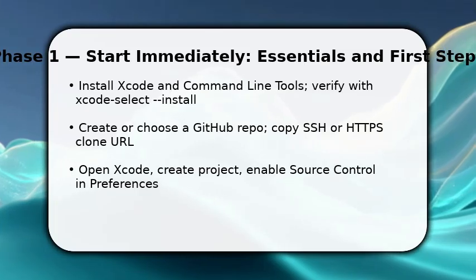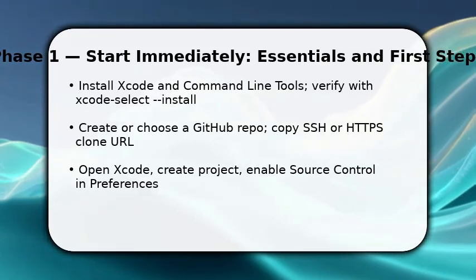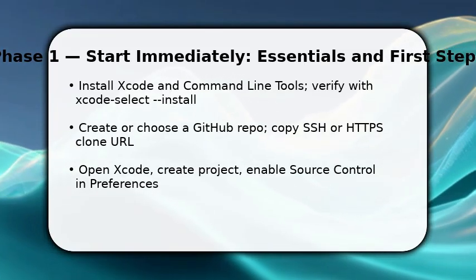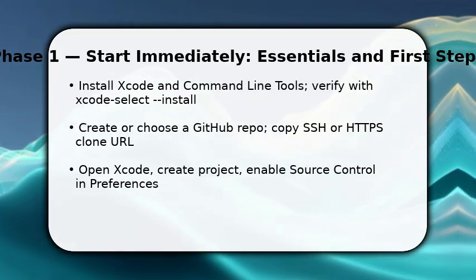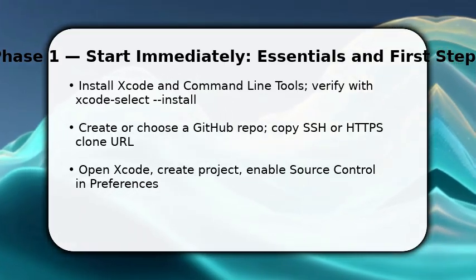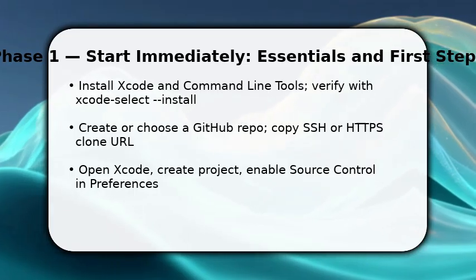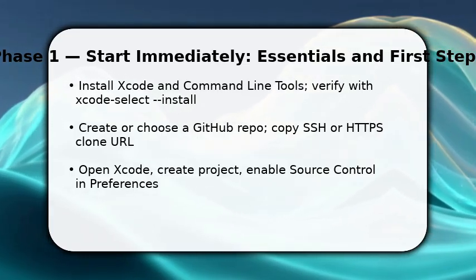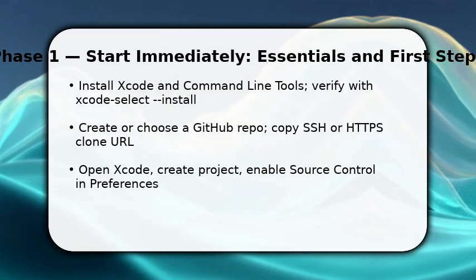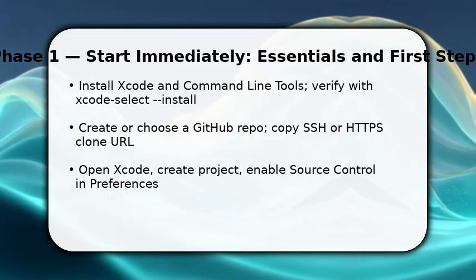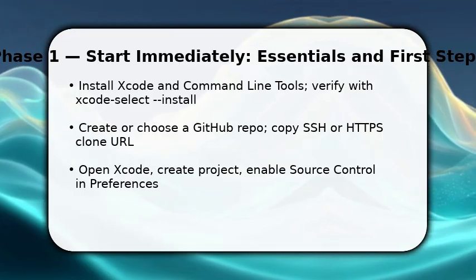Enjoy the video. You start by linking Xcode to an existing GitHub repository so you can track code immediately. First, make sure Xcode and the command line tools are installed. They provide Git and signing. Once done, create or pick the GitHub repo and copy its clone URL, SSH for keys, HTTPS for password/token.